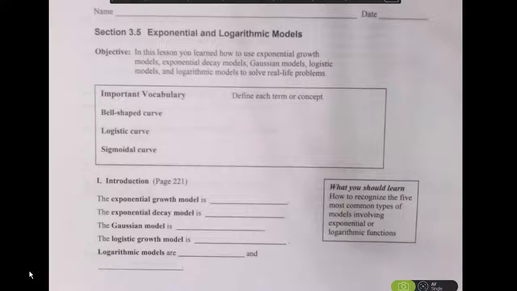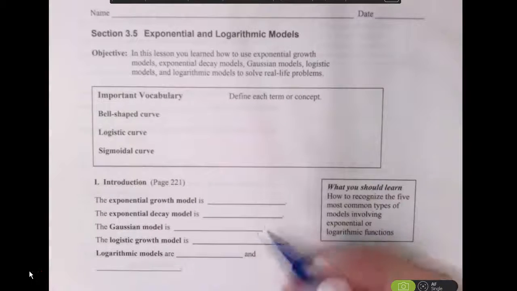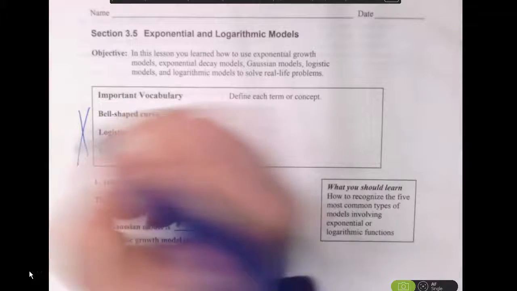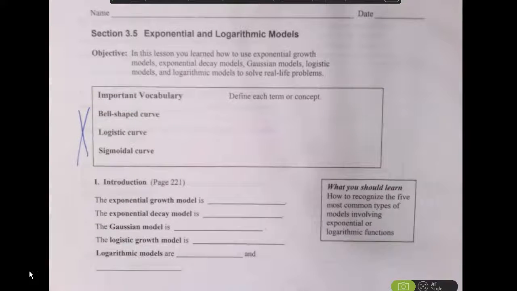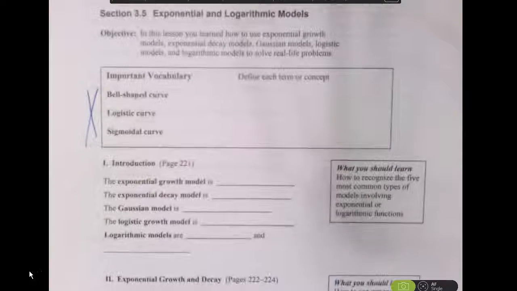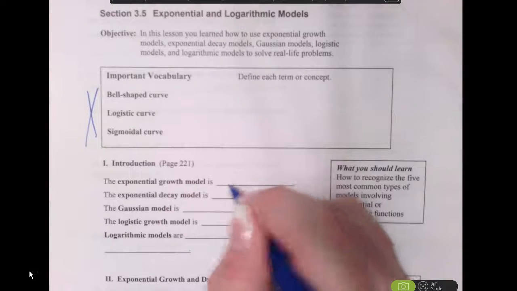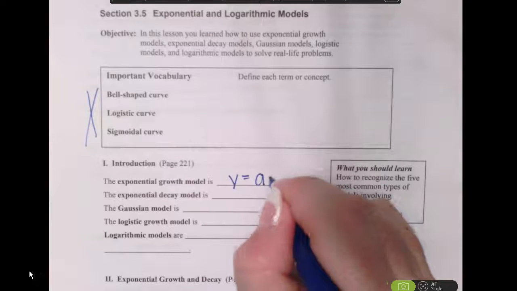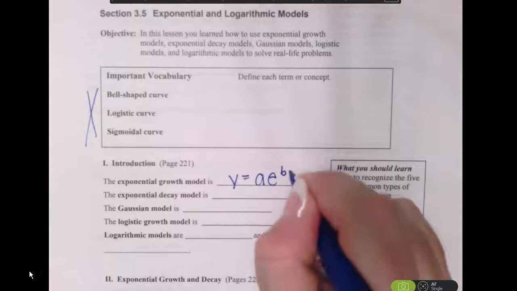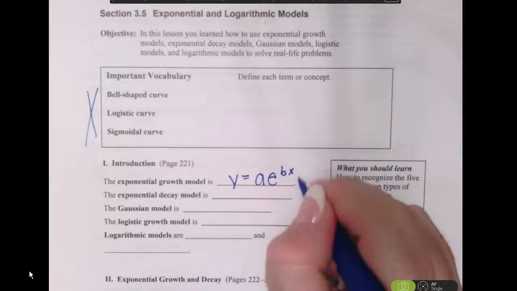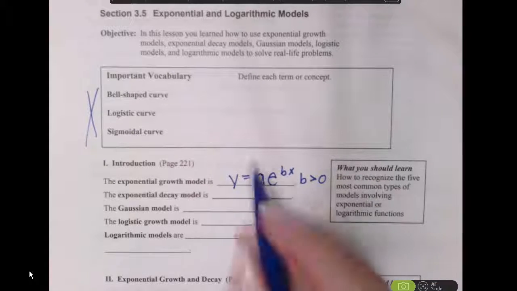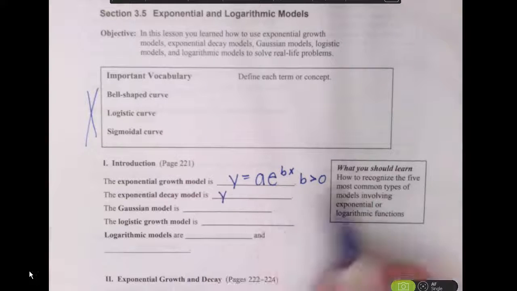Good morning. Here are some notes on section 3.5, exponential and logarithmic models. I'm not going to worry about these terms. The ones I want you to really focus on for this unit are the exponential growth model, and we use something similar to this to figure out how many dominoes it would take to knock over a skyscraper.